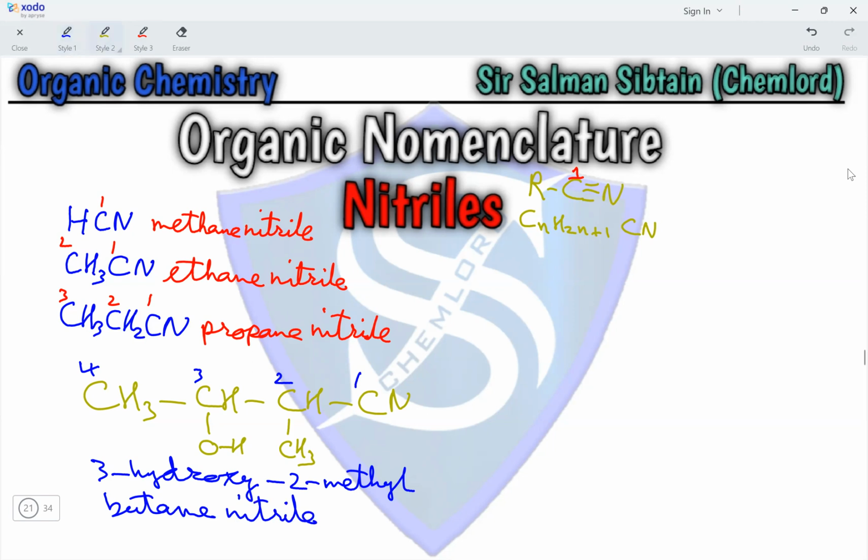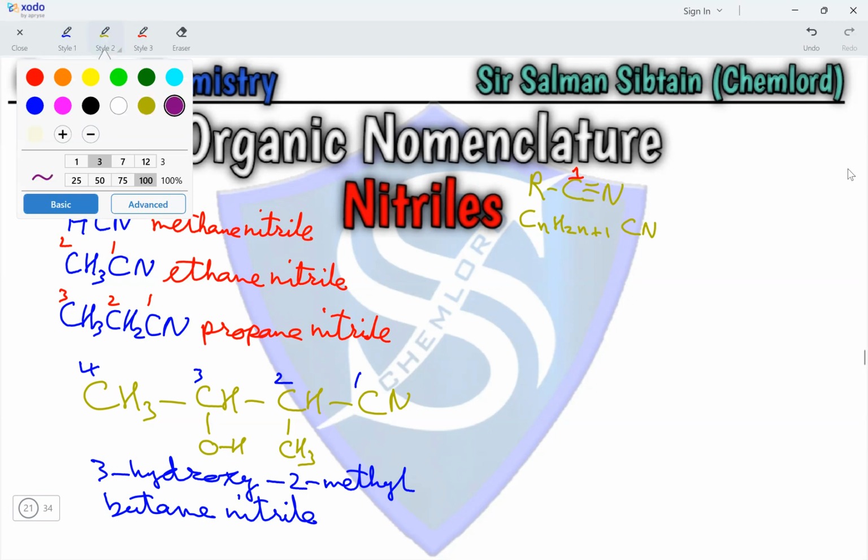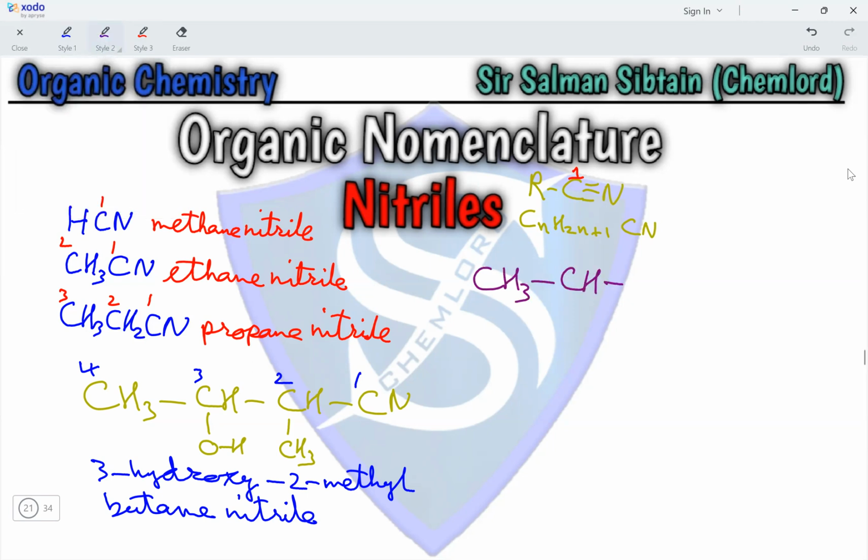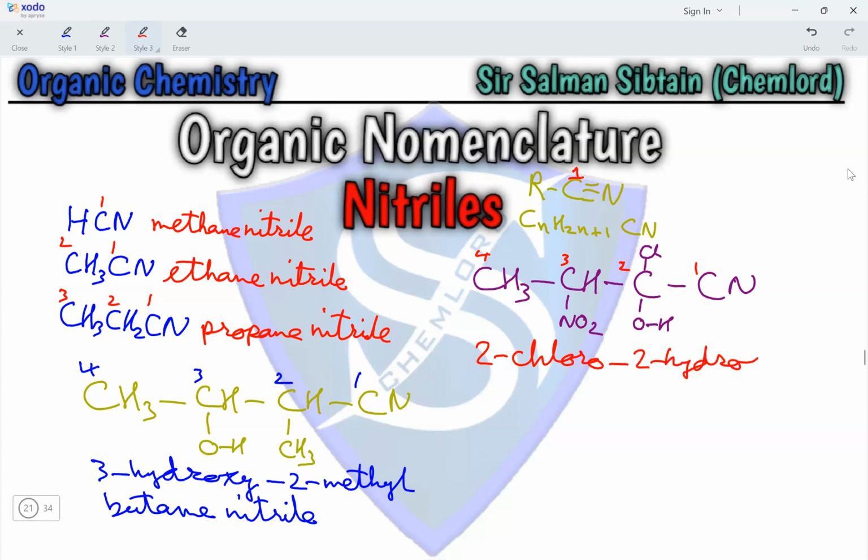The next compound, we would introduce other substituent groups. So CH3, CH, C, CN. So we will introduce a chloro group, an OH group, and an NO2 group here. Numbering remains fixed: 1, 2, 3, and 4. And the name would be written according to the alphabetical preference. So we've got chloro, hydroxy, and nitro. So the name would be 2-chloro-2-hydroxy-3-nitro, and we've got a 4 carbon nitrile, so butane nitrile.